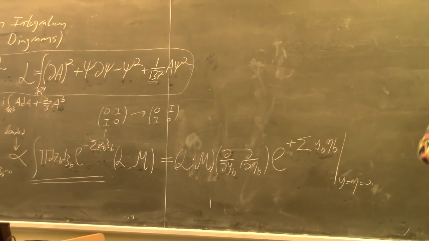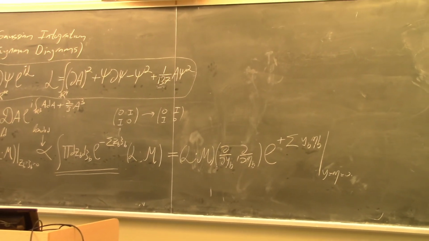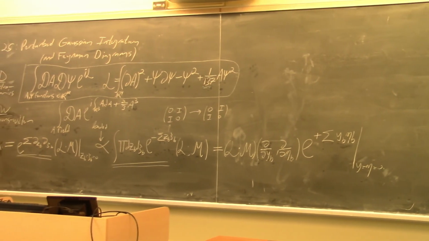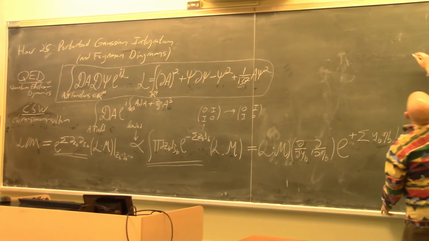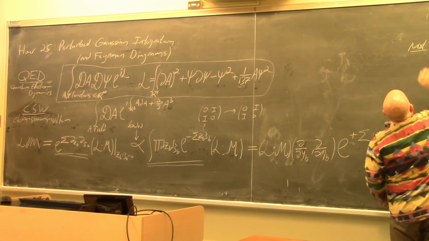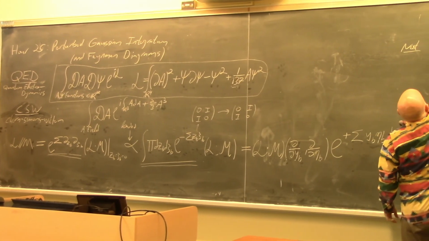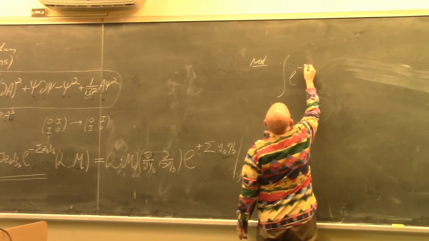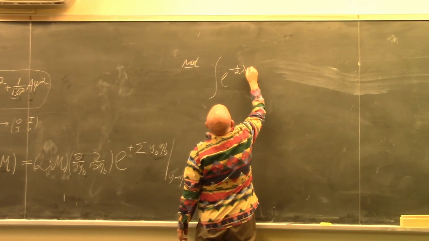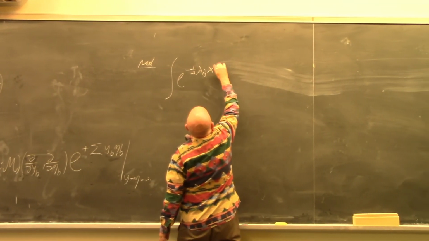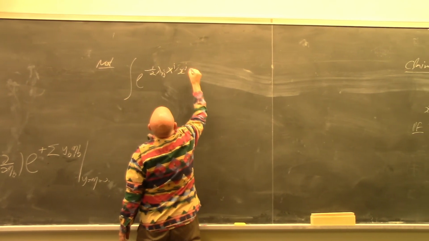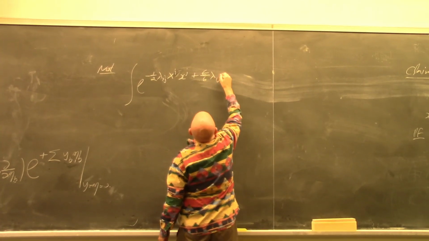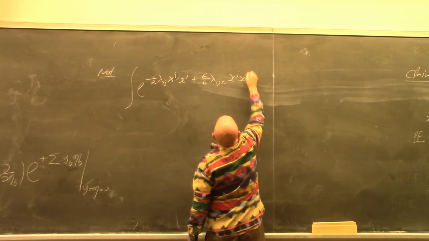Well, we have 1 minute to go, so that's enough time just to state what I want to say, but not say it. So next, remember that I really wanted to compute the integral of e to the minus 1/2 lambda ij xi xj plus epsilon over 6 lambda ijk xi xj xk.